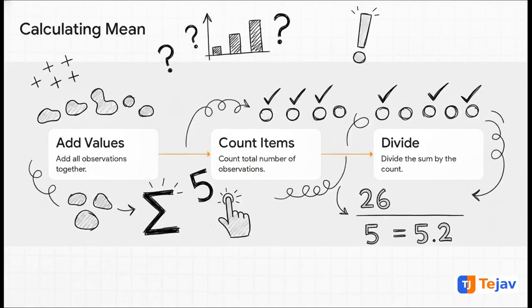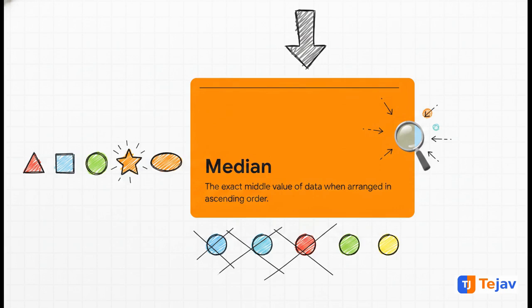Let's actually walk through a quick calculation. Picture this data set: 4, 8, 6, 5, and 3. Step 1, add them all up. That gives us 26. Step 2, count how many numbers we actually have. There are 5 observations here. Step 3, divide your sum by your count. So 26 divided by 5 equals 5.2. And boom, our mean is 5.2. Super simple.